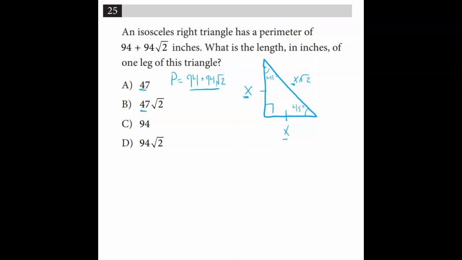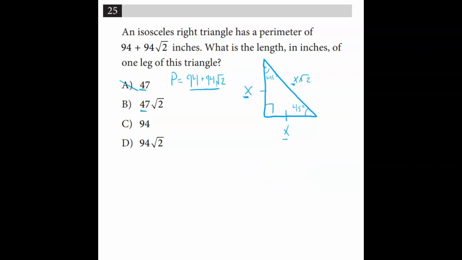So if we plug in x for these values, we get 47 plus 47 plus 47 square root of 2. And adding these together, I'm going to get 47 plus 47, which is 94, plus 47 square root of 2. And that is not what I'm looking for. So I know A is wrong. So let's clean this up a little bit and do it again with B.